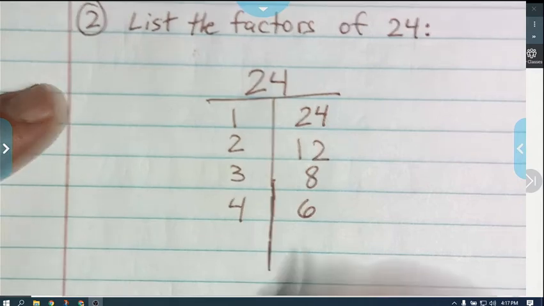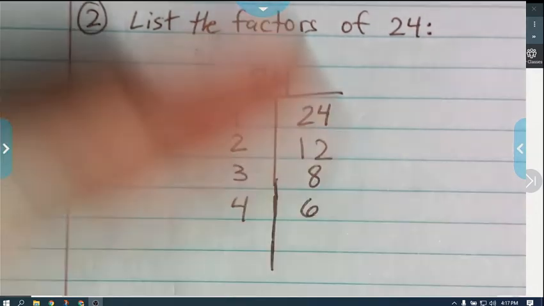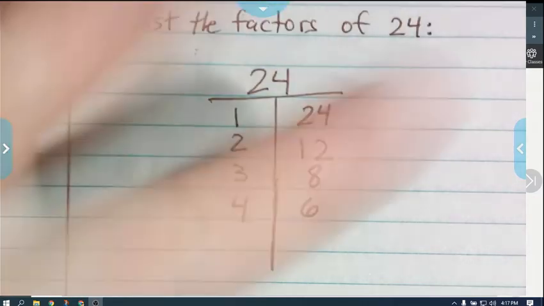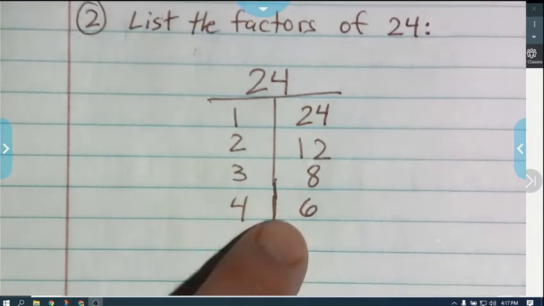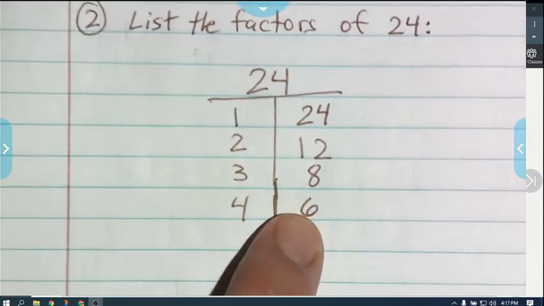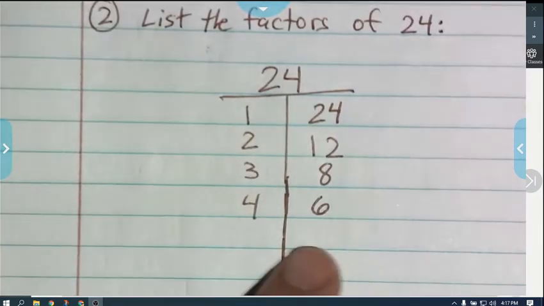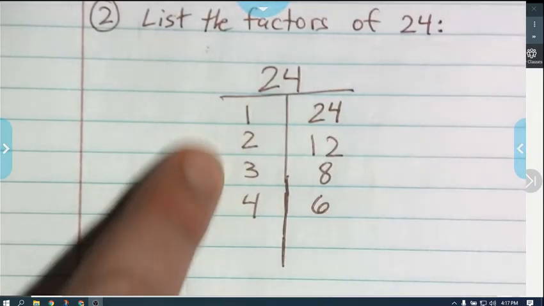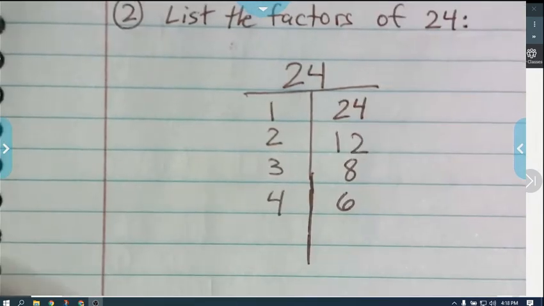Okay, 5. Is 5 going to work? Let's see. 5, 10, 15, 20, 25. No, 5 is not going to work. I could try 6, but look, I already have 6 right here. Therefore, this must be all of the factors of 24. By doing it in the systematic way, I make sure I don't miss any. So that's very cool stuff indeed.